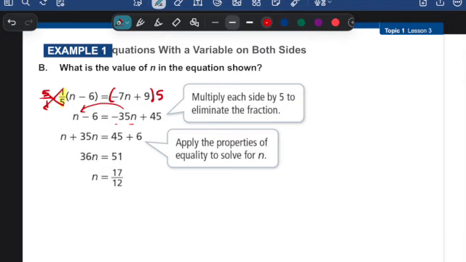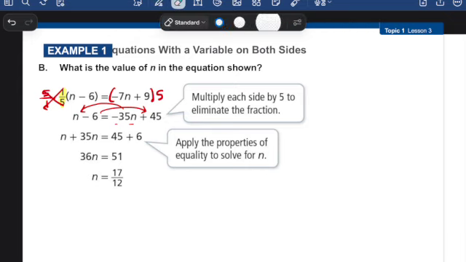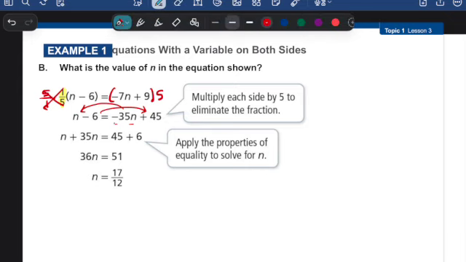Okay, then we're going to get our n terms, our variable terms, to the left side, and we're going to get the constants to the other side. So adding 35n to both sides, since it's negative 35n on the right, if I move it, I do the opposite. Then moving the negative 6 to the opposite side, I'm going to add 6 to both sides. So that's how we get to that next step, applying the properties of equality, moving the variables to one side and the constants to the other. We get 36n equals 51.